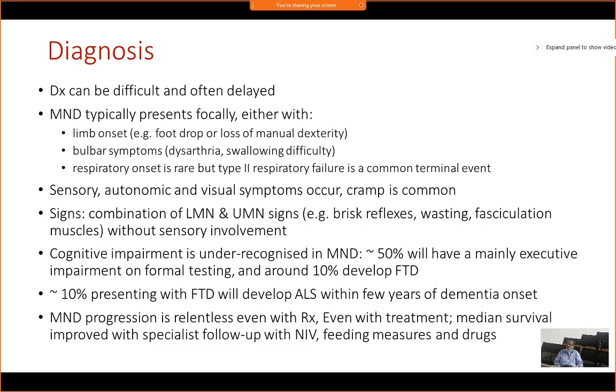About 10% present with frontotemporal dementia, and they may progress on to amyotrophic lateral sclerosis within the next few years. The progression is fast and relentless, even with treatment, because there is no specific treatment, and the median survival is about 2 to 3 years, even with the best of treatment.